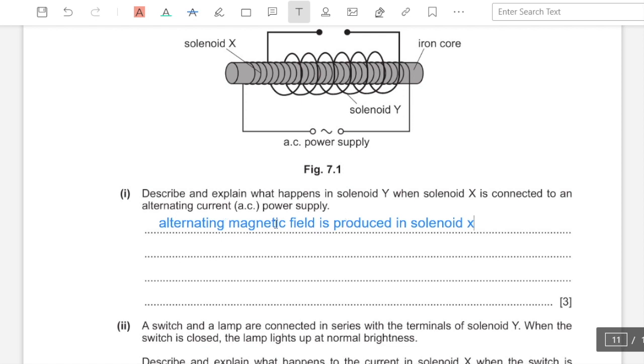This is supposed to be alternating because AC current has changing directions, and due to this alternating magnetic field, when it is cut by the turns of solenoid Y by electromagnetic induction, an EMF is induced in Y.